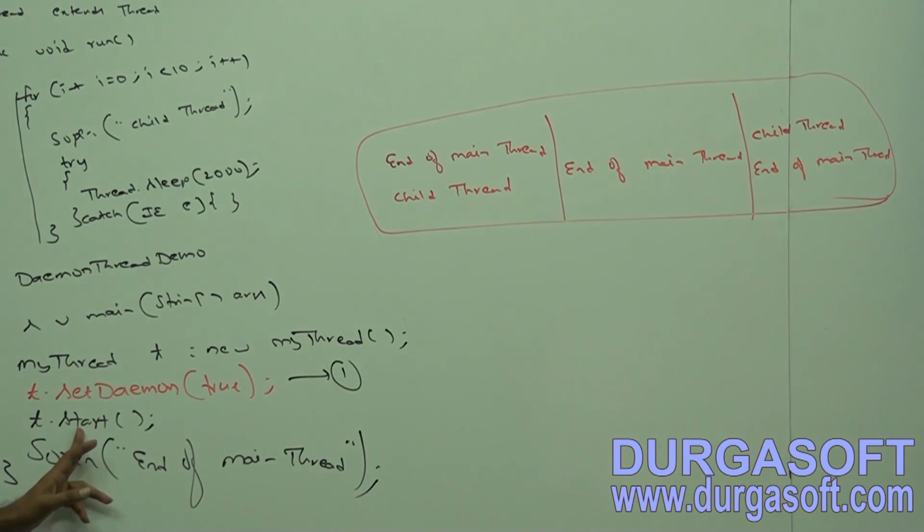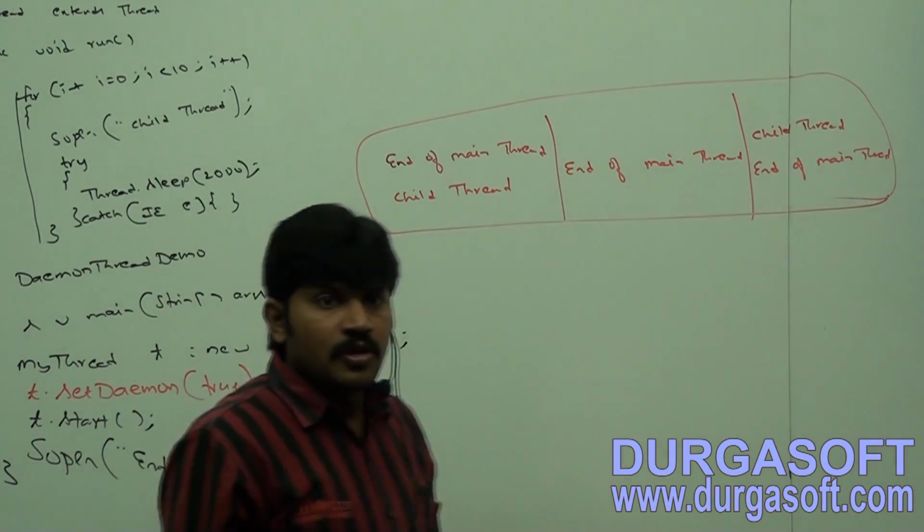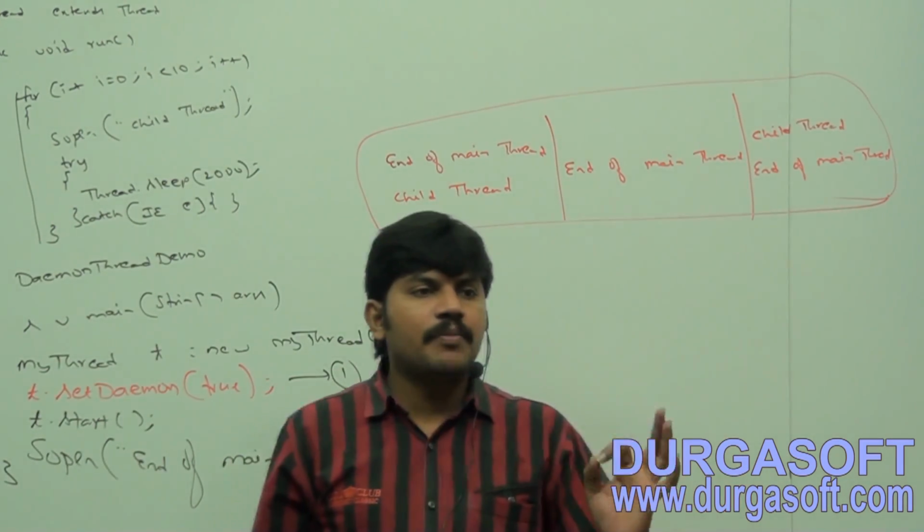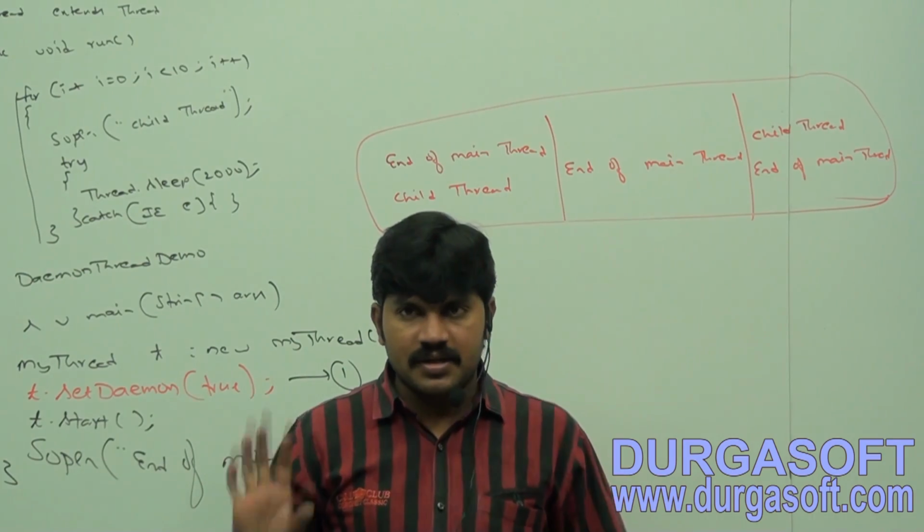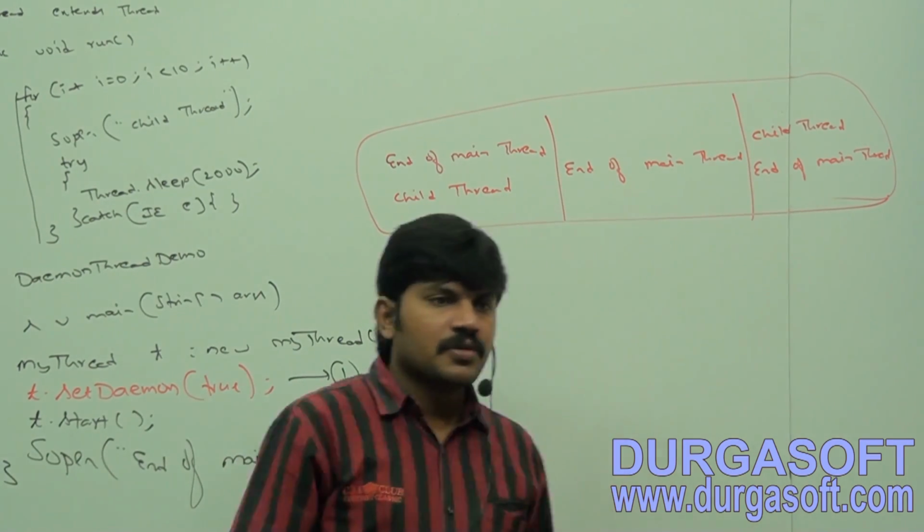Last conclusion: whenever the last non-Daemon thread terminates, automatically every Daemon thread by default will be terminated. Clear for all of you, okay, that's all. There it ends.